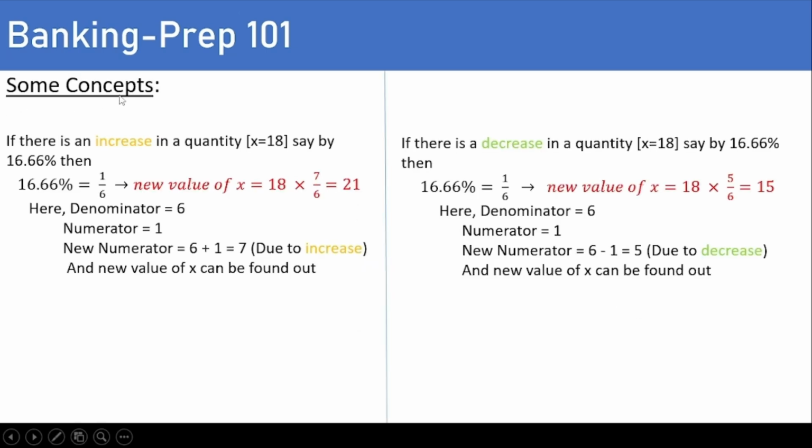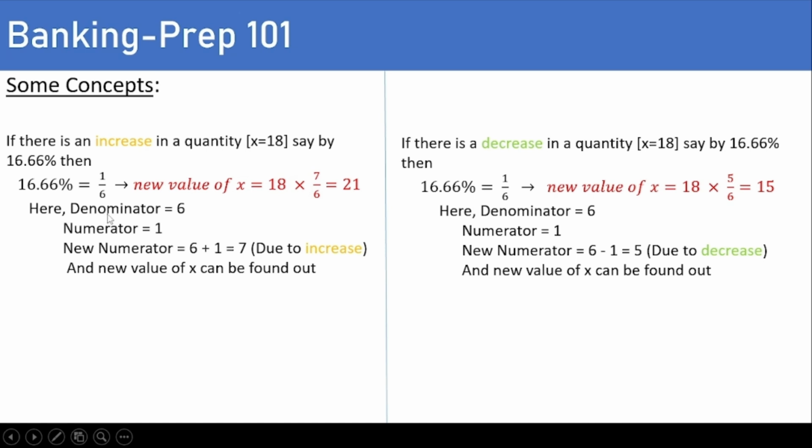Now let us learn about some concepts. If there is an increase in any quantity, say x is equal to 18 increased by 16.66%, then we know that 16.66% is 1 by 6 in fraction. So from this we can find out the new value of x, that is equal to 18 into 7 by 6. See what I've done here. The denominator is 6, the numerator is 1. I've added the denominator to the numerator because there is an increase in the quantity. So x becomes 18 into 7 by 6, and if you solve this, it would amount to 21.